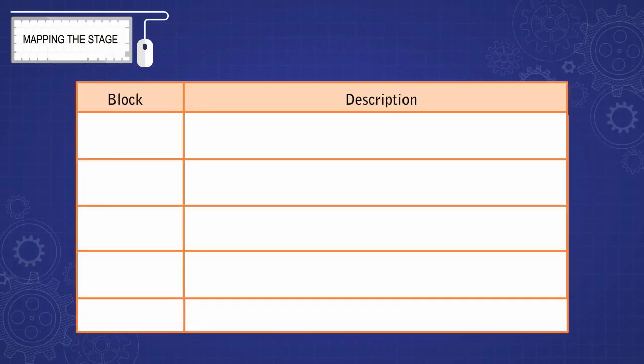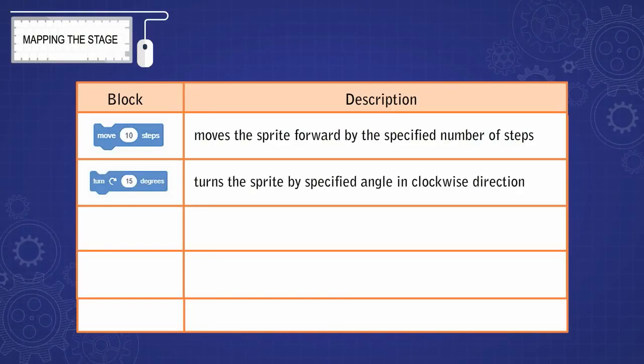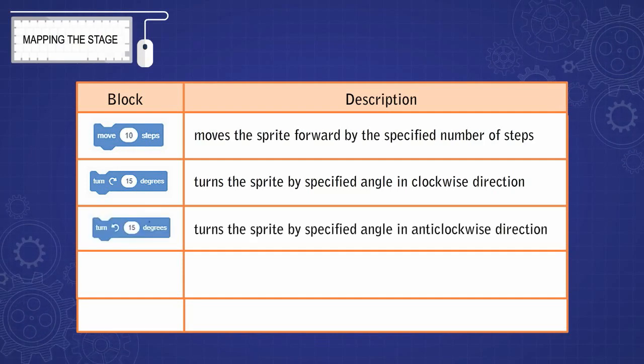Block description. Move 10 steps. Moves the sprite forward by the specified number of steps. Turn right 15 degrees. Turn clockwise 15 degrees. It turns the sprite by specified angle in clockwise direction. Turn anti-clockwise by 15 degrees. It turns the sprite by specified angle in anti-clockwise direction.